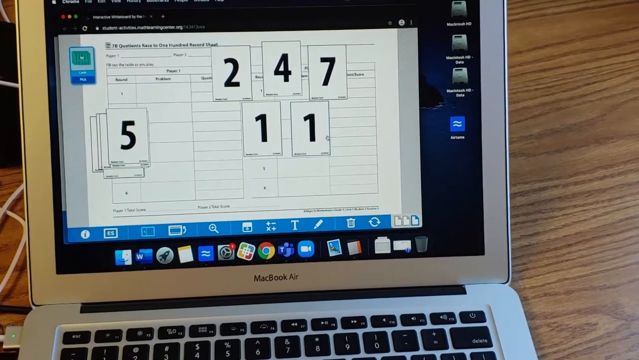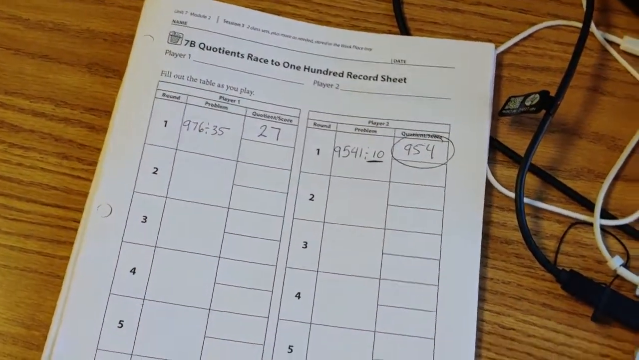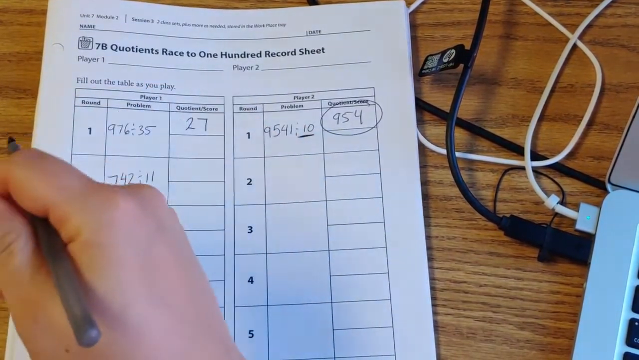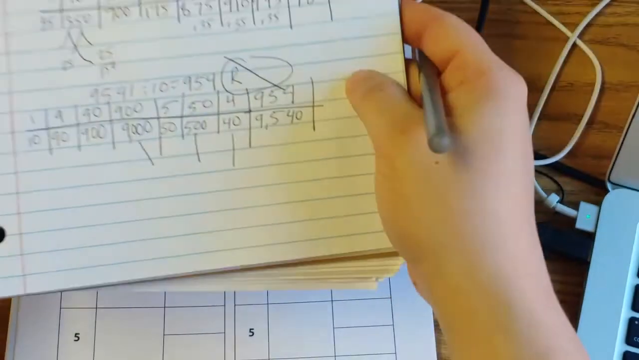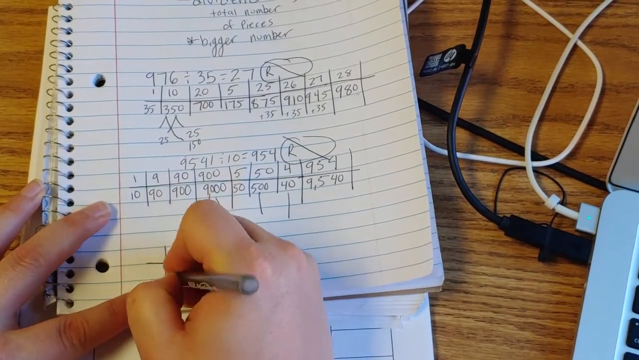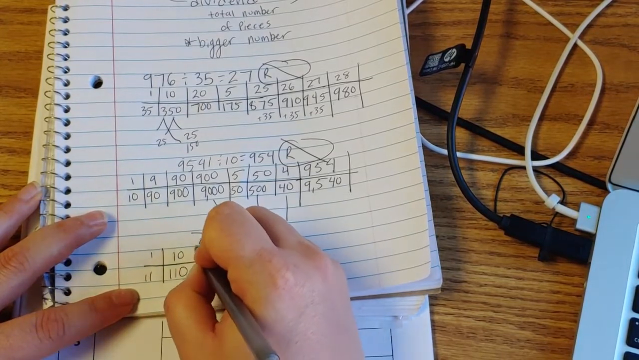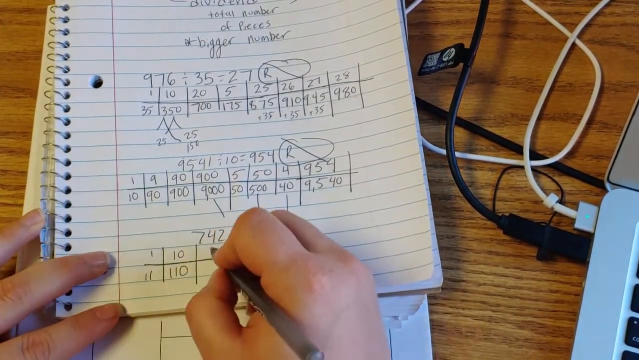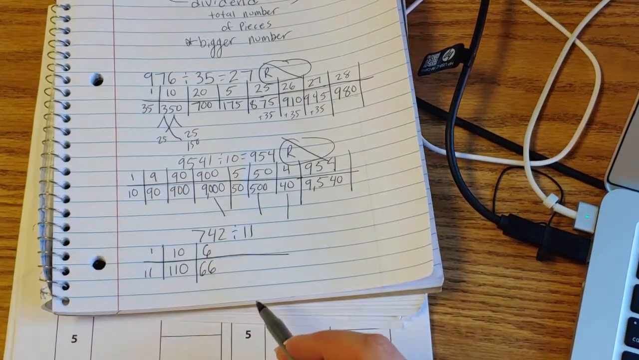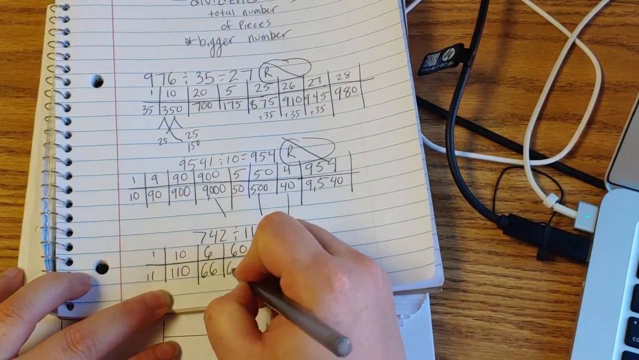I think I'm going to go with 742 divided by 11, because those are the biggest ones I can come up with and the smallest. So 742 divided by 11. 1 is 11, so 10 is 100. Fun thing about 11s is while you still have a single digit, when you multiply it by 11, it just gives you 2 of that digit. So 6 times 11 would be 66. So if I did 60, it would be 660.